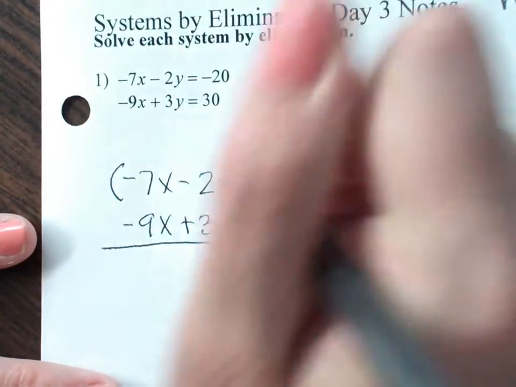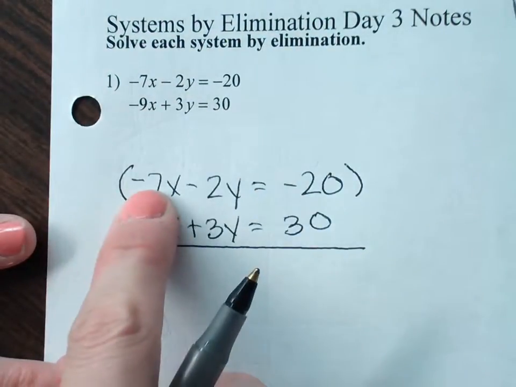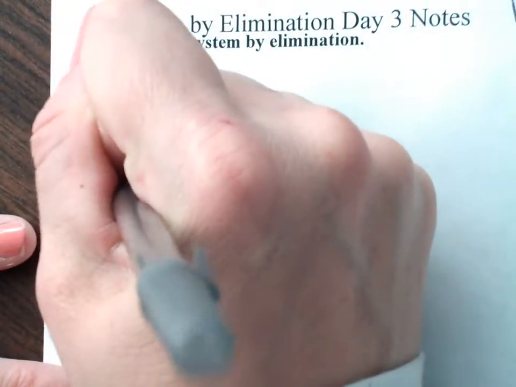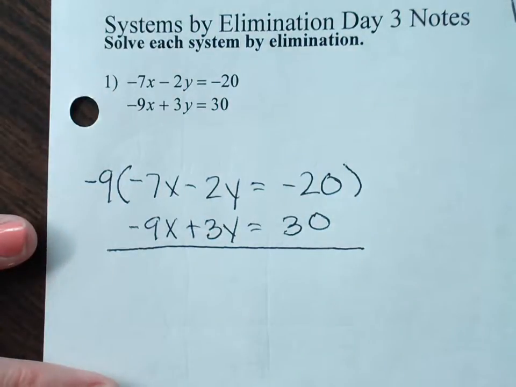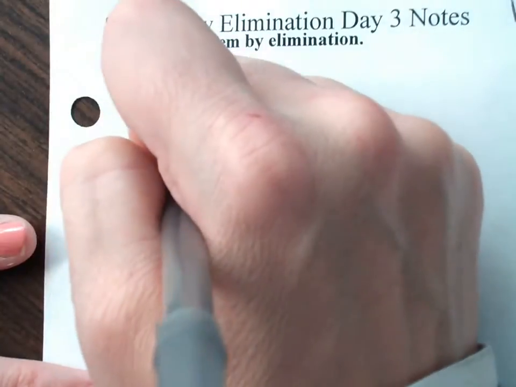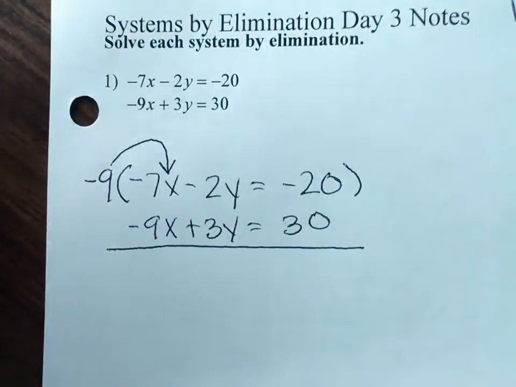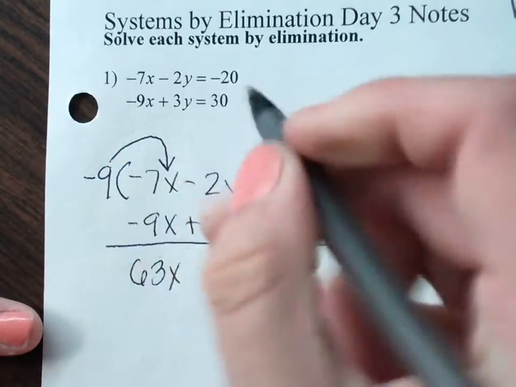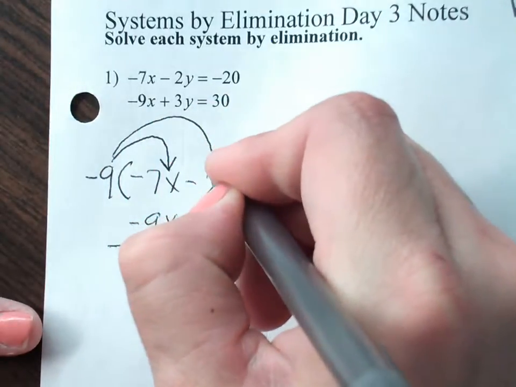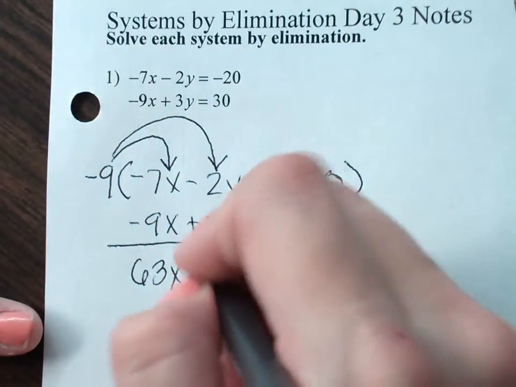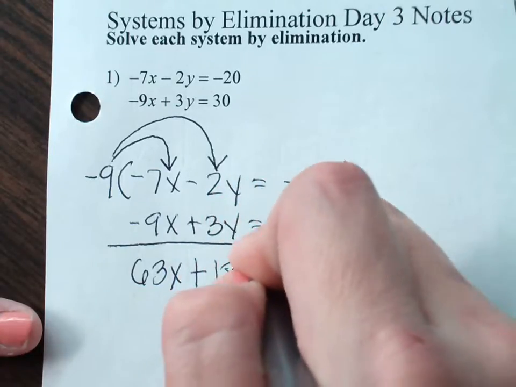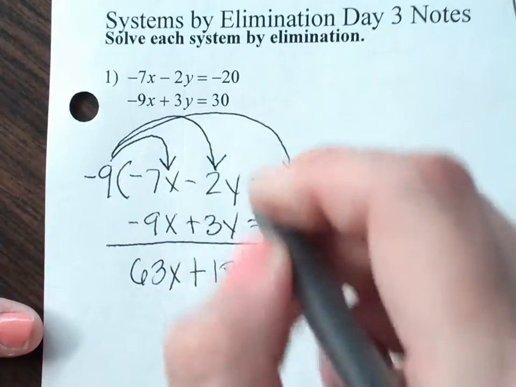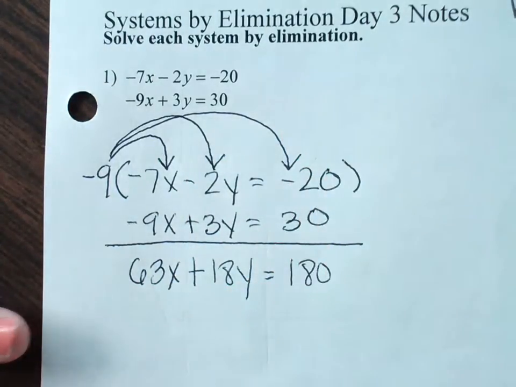So let's multiply by this one. Since this is negative 7, we'll just use these two numbers. We'll multiply this one by negative 9. So we'll distribute real quick. Negative 9 times negative 7 is a positive 63x. Negative 9 times negative 2y is positive 18y equals negative 9 times negative 20 is positive 180.